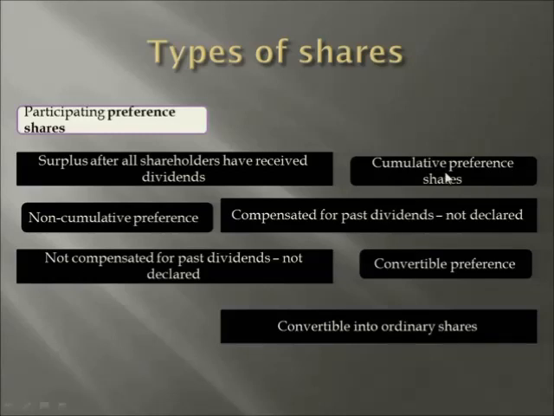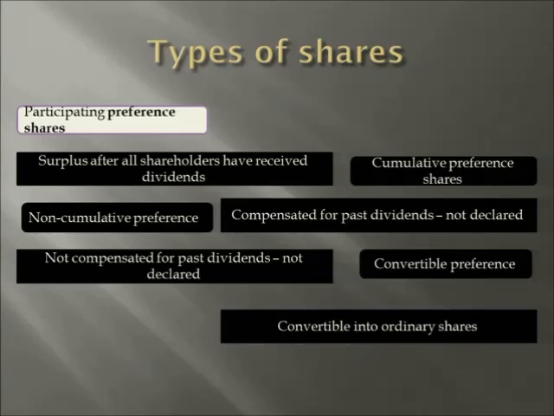And then we've got, on the other hand, cumulative preference shares. Cumulative preference shares mean that if this financial year there was no dividend declared by the board of directors, they will still have a chance to accumulate into the next year. If no dividend is declared in the present financial year, in the following financial year they can still receive what they were supposed to receive in the previous year.